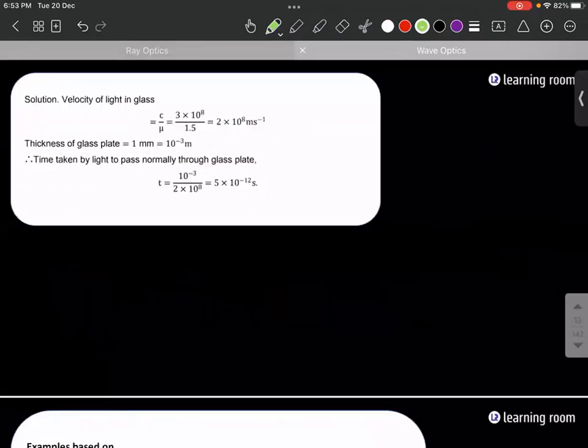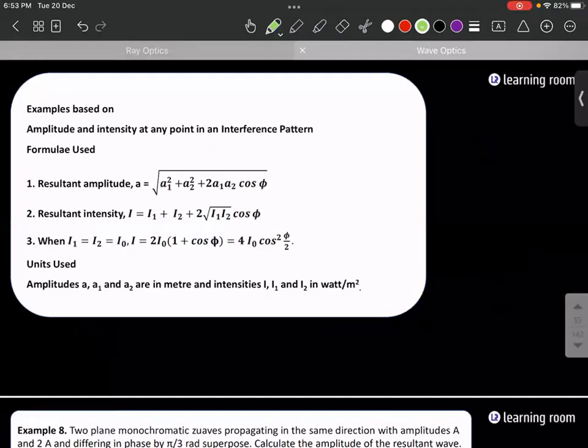See, these are all similar kind of problems. I would like to concentrate on the concept of amplitude and intensity. This is an interference based problem. Okay, so listen.